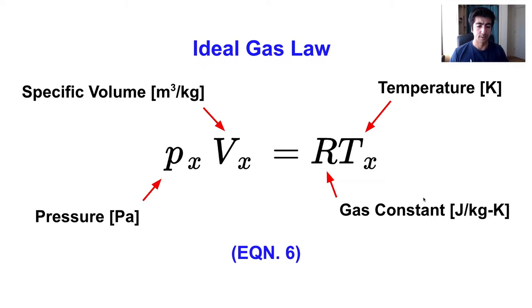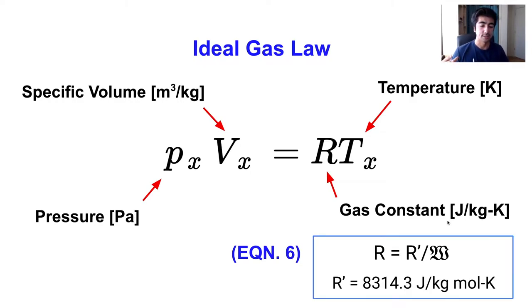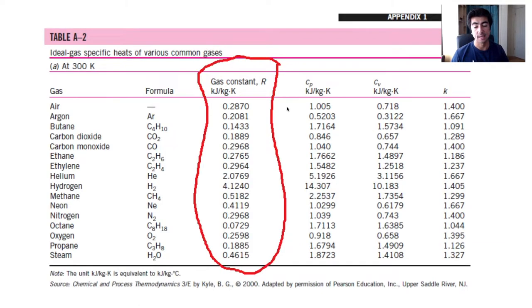And so one more thing about this gas constant: the gas constant is specific to different substances, and it's essentially composed of the ideal gas constant, which is just a universal constant defined at the bottom here, divided by the molecular weight of the gas we're talking about. And so like those other properties, the gas constant is tabulated for different substances, different gases. And unlike the specific heats, the gas constant is constant across all temperature values.